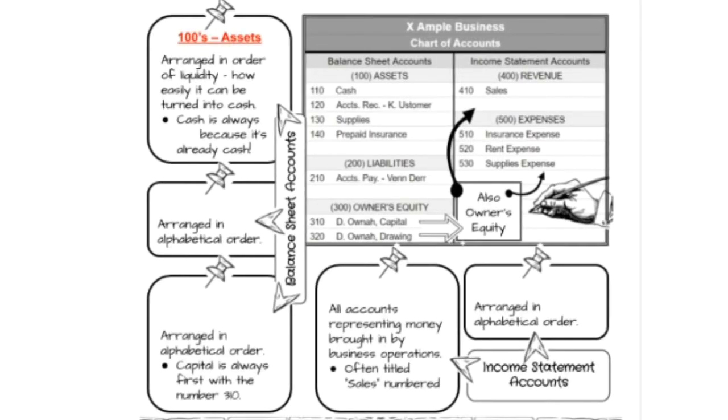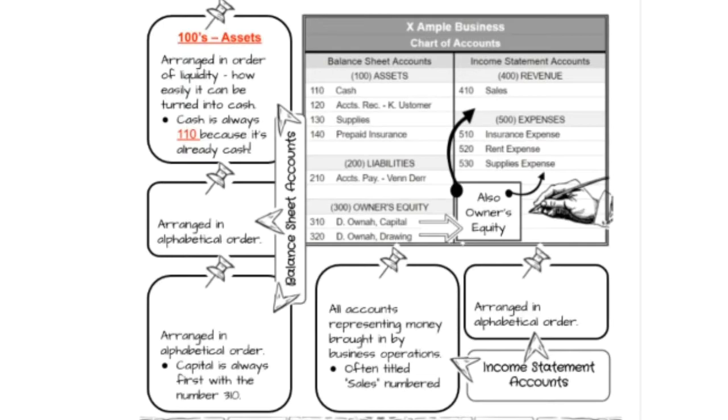So first up, the hundreds, we have assets. These are arranged in order of liquidity, and liquidity means how easily it can be turned into cash. So cash is always 110 because it's already cash. It's the most liquid. So you'll always start there, 110 with cash, and then you'll see 120, 130, 140. Those are arranged by liquidity. 120 is accounts receivable. That means a customer has purchased something from us but not yet paid cash. So that's going to turn into cash soon.